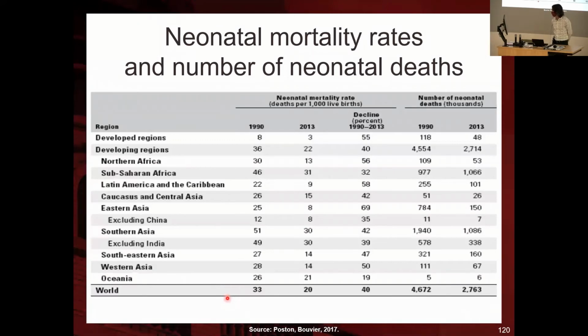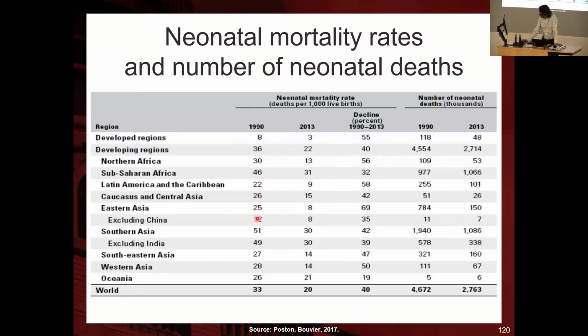And just to show here some variation across the world in terms of neonatal mortality rates. And these are the overall deaths per 1,000 babies. So these are rates in 1990 and 2013, and then showing the decline over time. Developed countries declined from 8 to 3 of babies dying the first 28 days of life, and declined 55% between those years. In developing regions, declined from 36 per 1,000 live births to 22, decline of 40%.